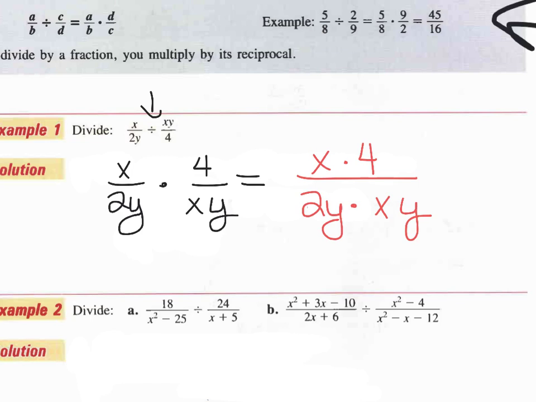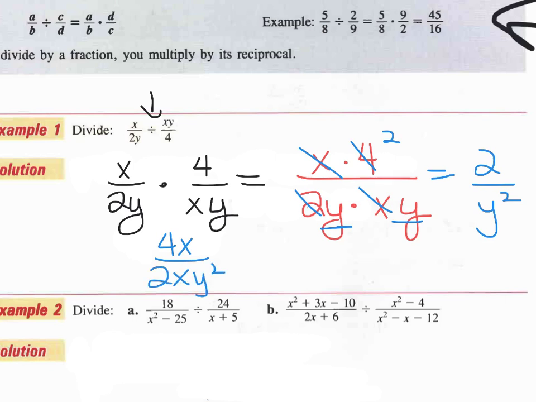And I can look for things to simplify. This will cancel. And then here is my final answer. I can also simplify the 4 and the 2. And here the final answer is 2 over, and then I have 2 y's left. Or you can multiply it as is and get 4x over 2xy squared, and then simplify at this point. And then reduce. This becomes a 1, this becomes a 2, the x's cancel, and then you write what remains. I'm okay with you doing it either way.